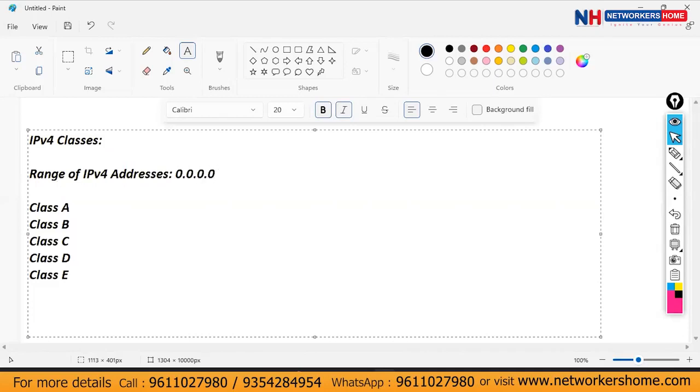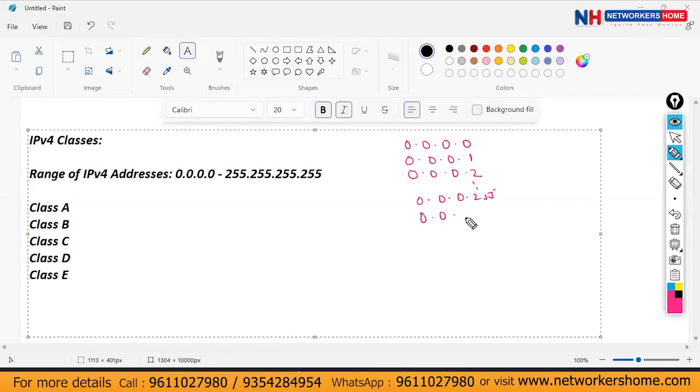If I write each and every octet with zeros, this is the smallest IPv4 address possible, the first IPv4 address. And what could be the last? When I make each and every octet maximum. This is the total range. The range starts like this: the first address is 0.0.0.0, the second address would be 0.0.0.1, then 0.0.0.2. And when it reaches 255, what will happen? Your next octet is going to start changing.